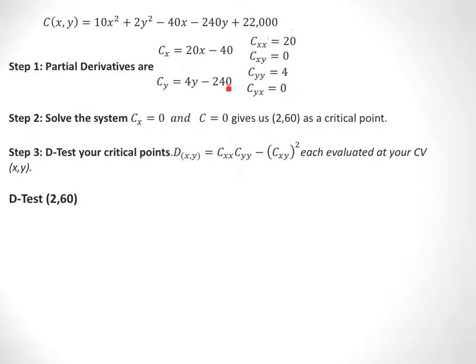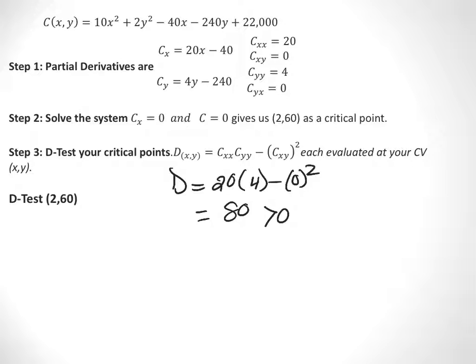So we bring all that information together. We have all our partial derivatives here. We have our critical point here that we're going to test in the D-Test. Now in the D-Test, we have these second order partials. They're all numbers, so we don't have to do any work. We're just going to substitute. That means D is equal to 20 times 4, minus the mixed squared. So we get 20 times 4, which is 80, and that is greater than 0.